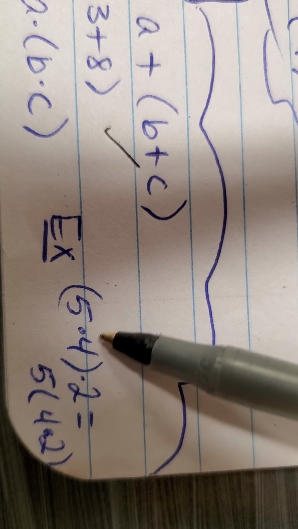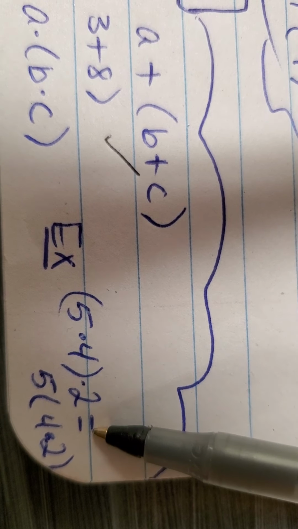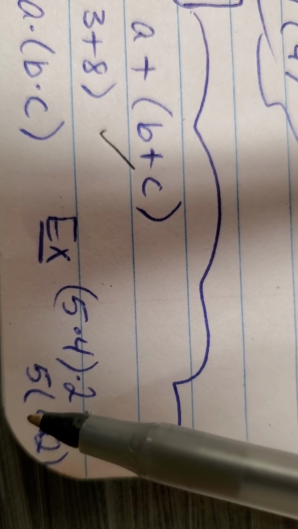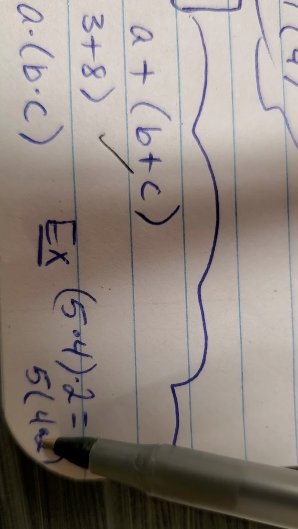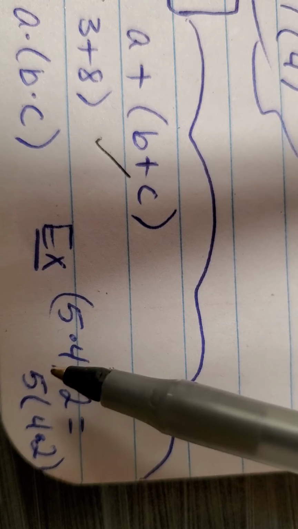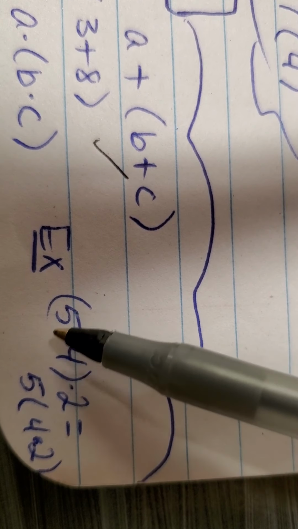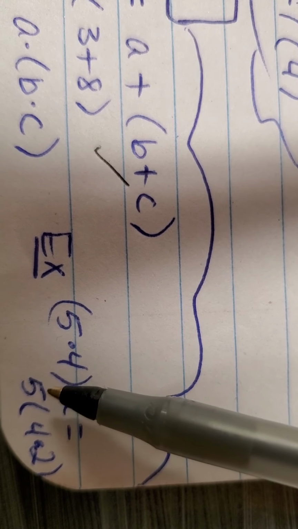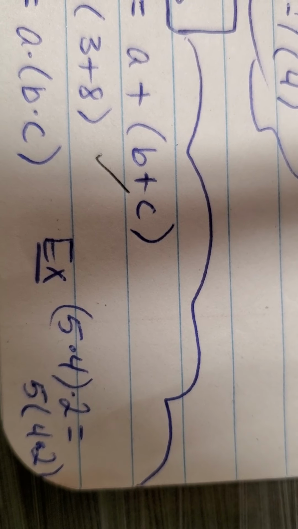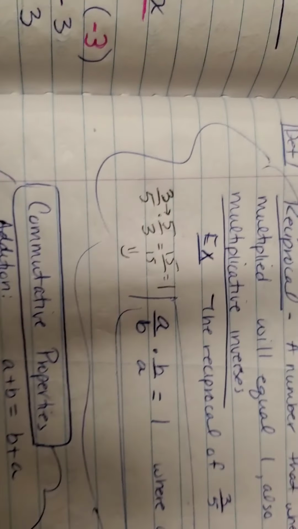5 times 4, that's going to be 20, times 2 is 40. And if we swap it and we do the 4 and the 2 first, 4 times 2 is 8. 8 times 5 is still 40. So it does not matter where we put those parentheses because we're just multiplying and it gives us the same answer regardless. Okay, so make sure you have all these in your notes.